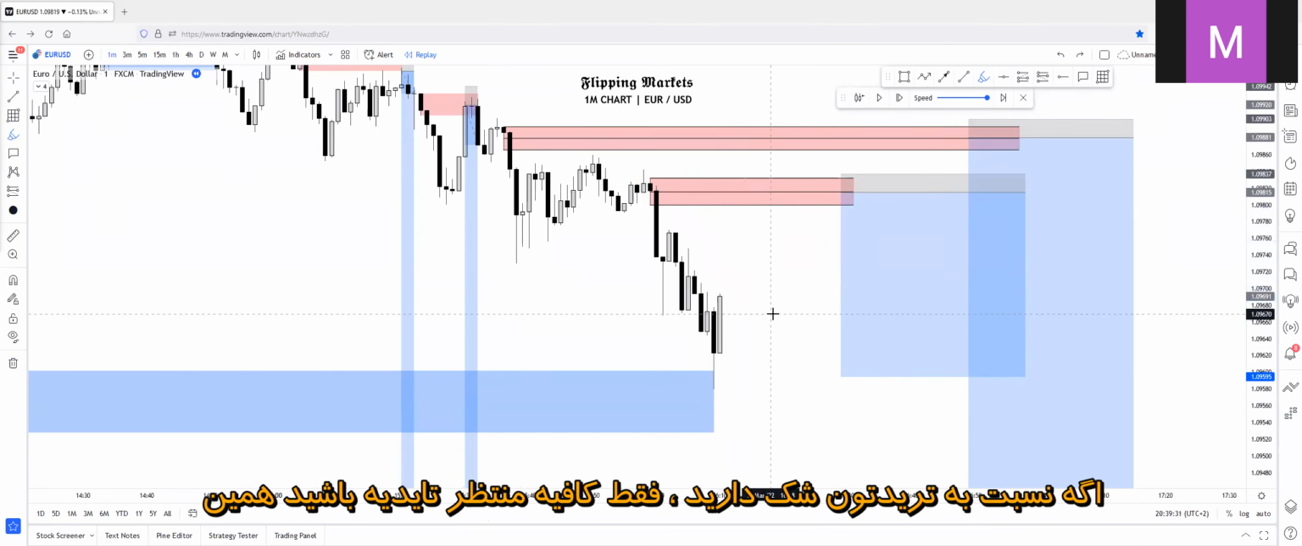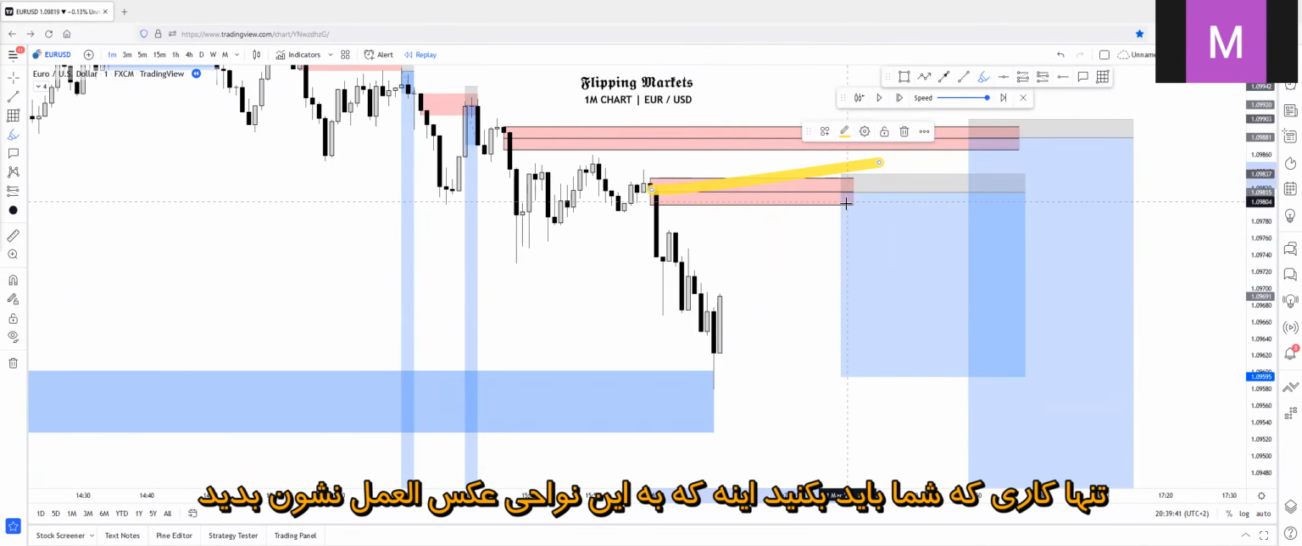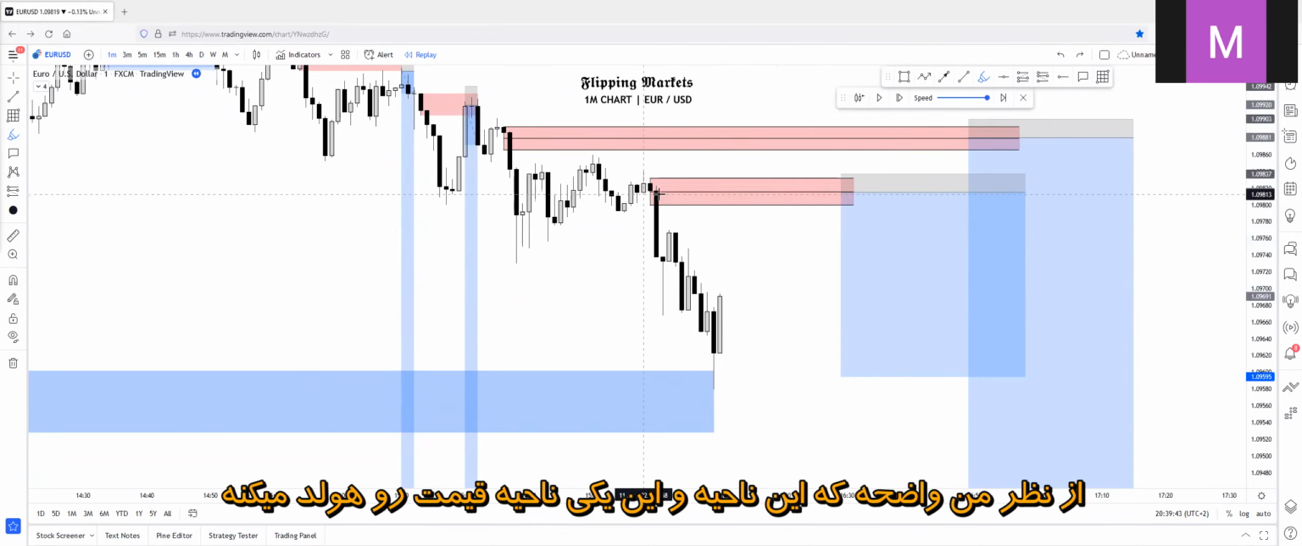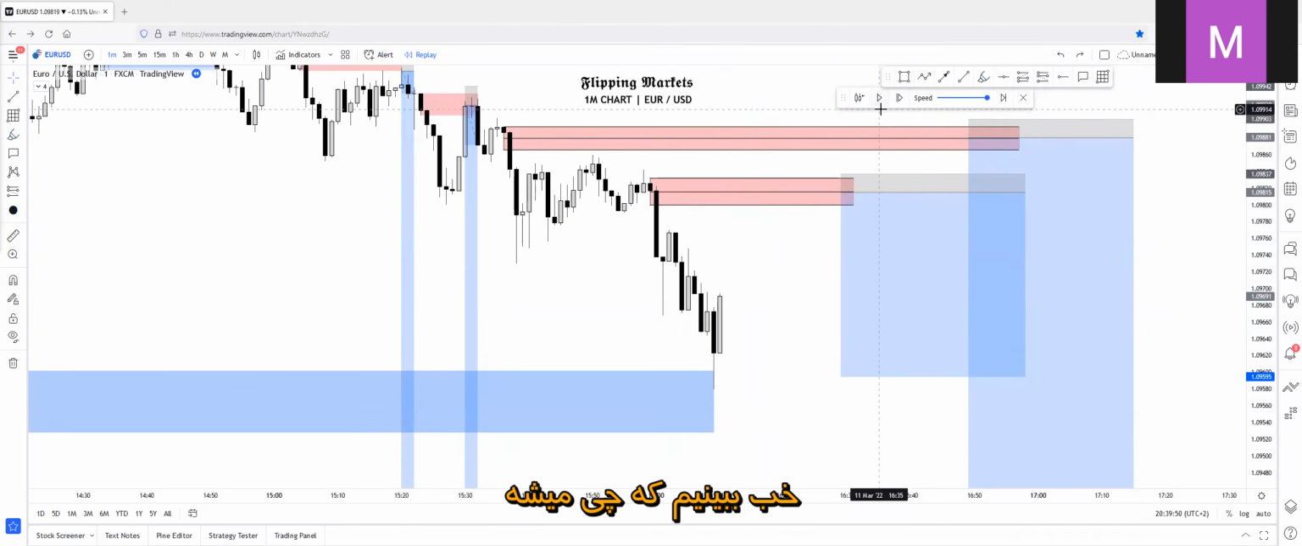If you're insecure about the position, just wait for a confirmation. That's all. Basically, react. You don't have to predict that if this zone will hold or not. All you have to do is react on this zone. For me, it's obvious that this zone will hold, and that will easily reach these zones. So let's just see what happens.